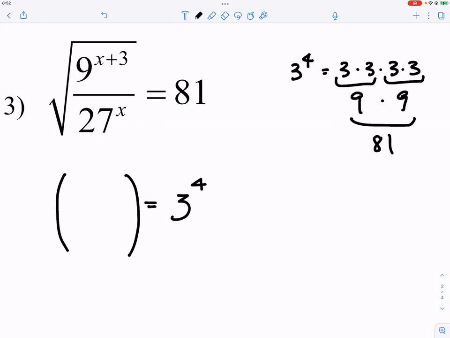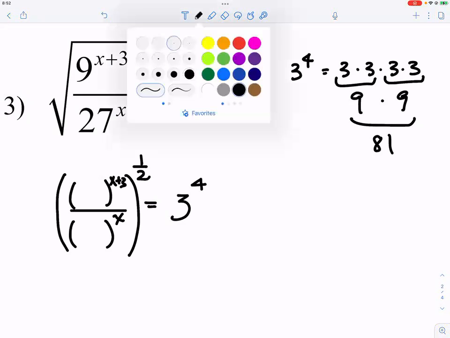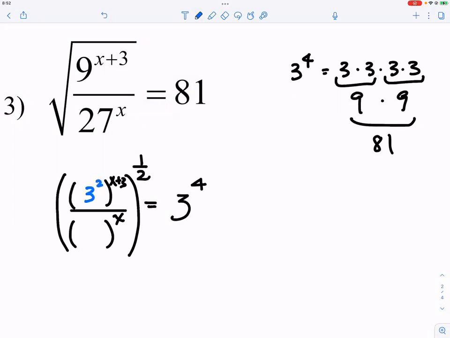So on the left, let's go ahead and change the square root to an exponent. Square root is equivalent to what exponent? Square root is equivalent to the 1/2 power. So I don't want to do the square root, so I'm going to change it to the 1/2 power, and then again use parentheses. And then we say, all right, 9 becomes 3 squared, and 27 becomes 3 cubed.